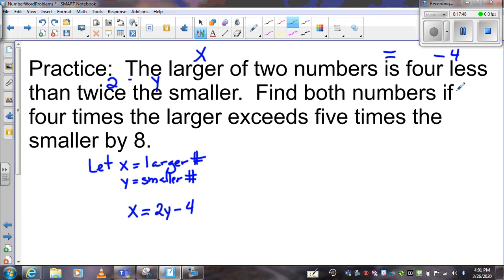Find both numbers if 4 times the larger exceeds, here we go, there's your minus, and it should have the word by, there's your equal sign. So 4 times the larger exceeds 5 times the smaller, which is y, by 8. So your second equation, 4x minus 5y equals 8.